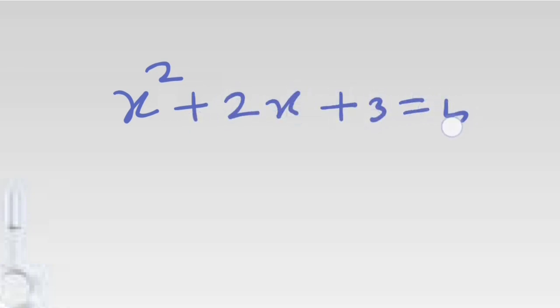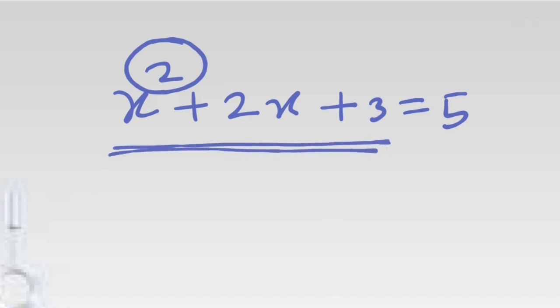Another example, x square plus 2x plus 3 equal to 5. Is it a linear equation? It is an equation because the equality sign is there, but the degree is 2. Here the highest power is 2, so it is not a linear equation. Such equations are known as quadratic equations. x square plus 2x plus 3 is a quadratic polynomial, and since the equality sign is there, it is a quadratic equation. This is not a linear equation. So a linear equation means a first degree equation.